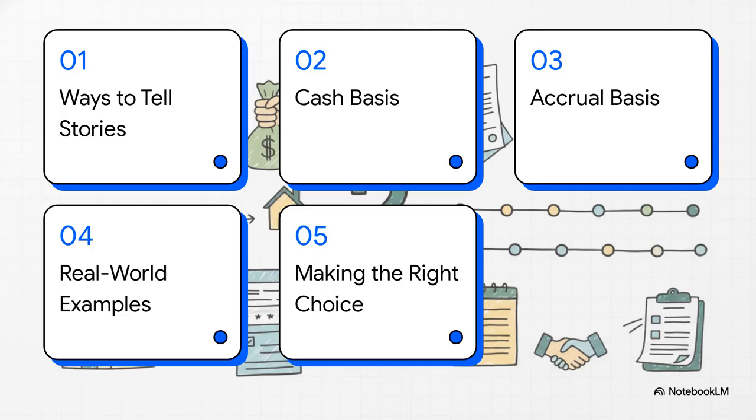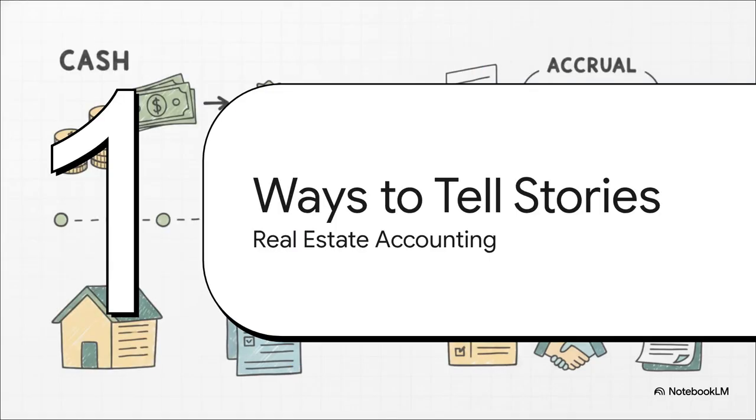Okay, let's dive into this. Here is our roadmap for today. First, two ways to tell stories. Second, cash basis, immediate liquidity. Third, accrual basis, long-term profitability. Fourth, some real-world real estate examples. And finally, making the right choice. All right, Section 1, two ways to tell stories.